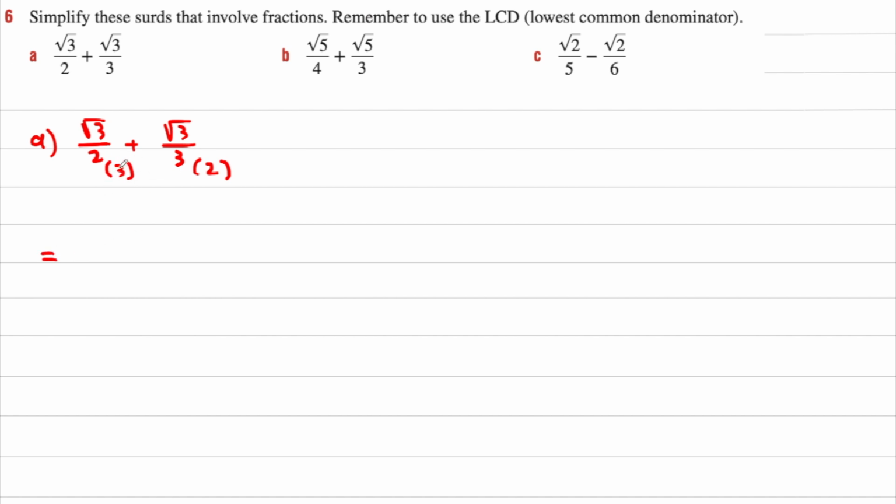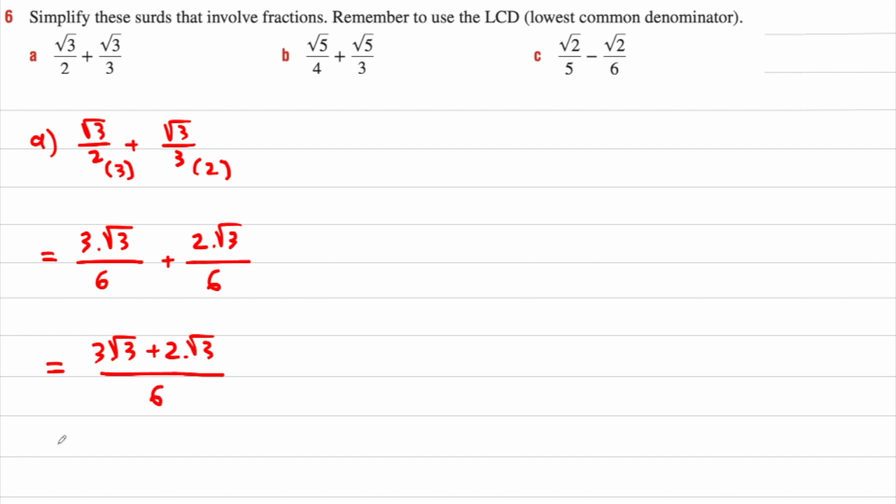After I write down 3 inside this bracket, I will multiply 3 with the numerator and denominator. The same idea with 2 multiplied by square root 3, and then you get 6 here, because 3 times 2 equals 6 and 2 times 3 also equals 6. And then you can simplify by writing 3 square root 3 plus 2 square root 3 over 6. The numerator, I think you know how to simplify: 5 square root 3 over 6.